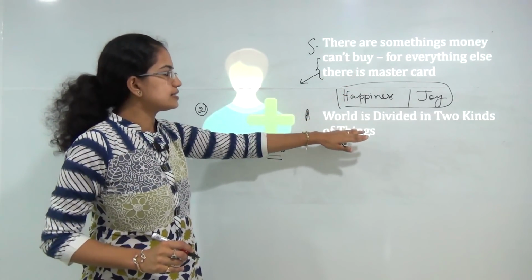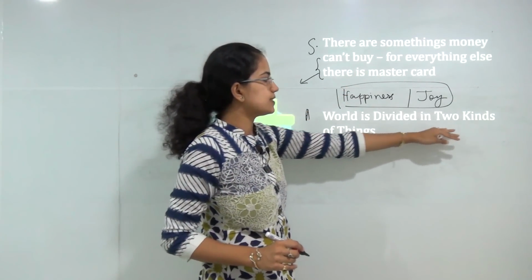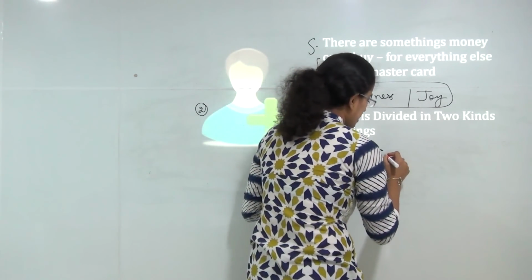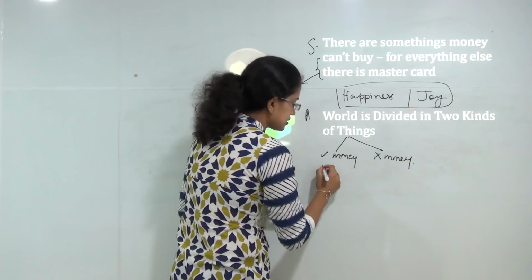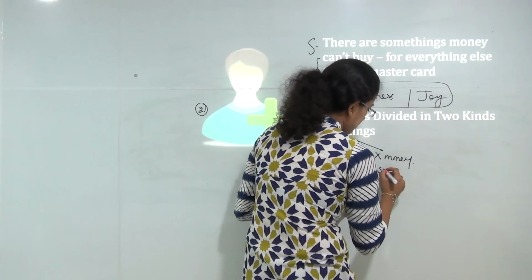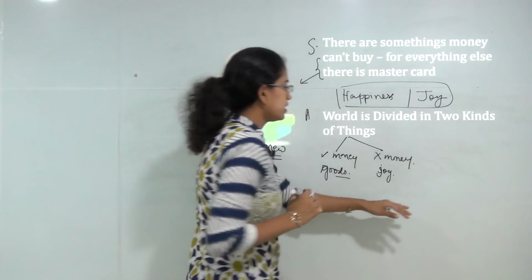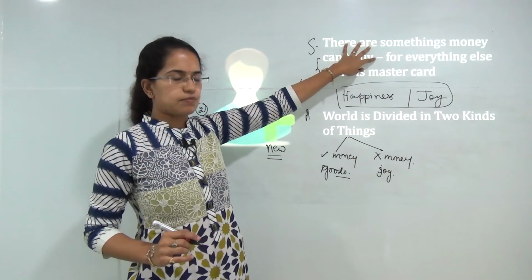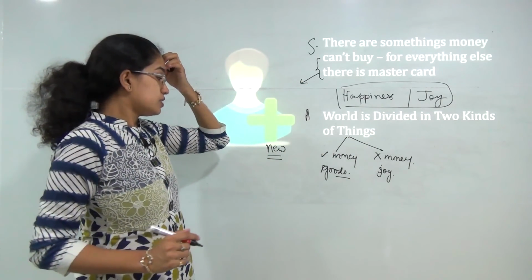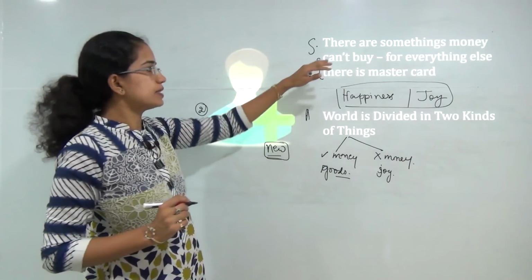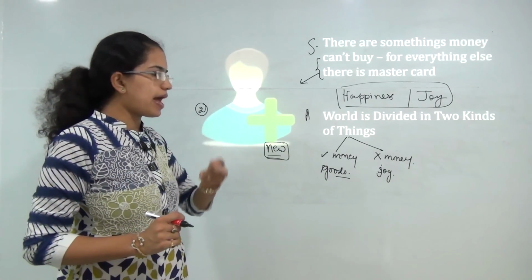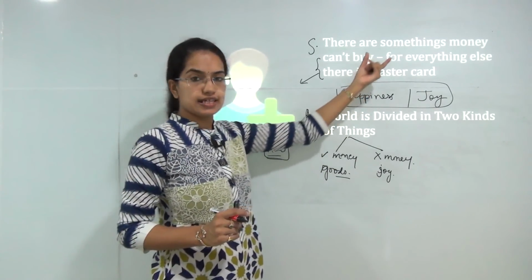So what is the hidden assumption here? The hidden assumption here is that the world is divided into two kinds of things: one that can be bought by money and another that cannot be bought by money. What can be bought by money is any goods or services, and what cannot be bought is any emotional feeling like happiness or joy. So the hidden assumption in this statement is that the author is trying to divide the world into two kinds of things. What is important here is that we must be able to understand the statement, and once we have understood it, we should be able to apply some new information that is obviously relevant to the statement.